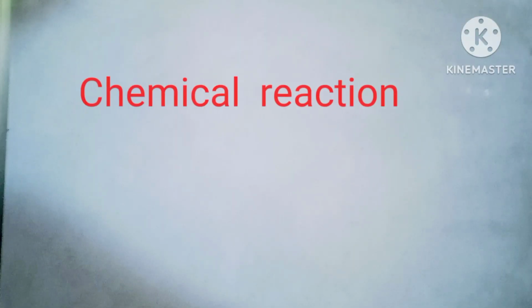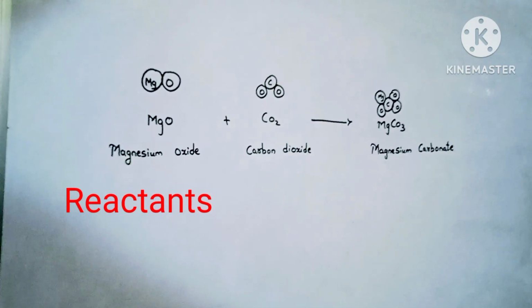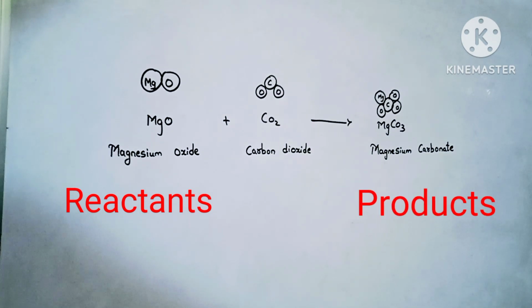Let us see chemical reaction. A chemical reaction is a process in which one or two substances, the reactants, are converted into one or two different substances, that is, products. The reactants or products may be elements or compounds. Here you can see the example: magnesium oxide plus carbon dioxide is converted into the product, that is, magnesium carbonate.